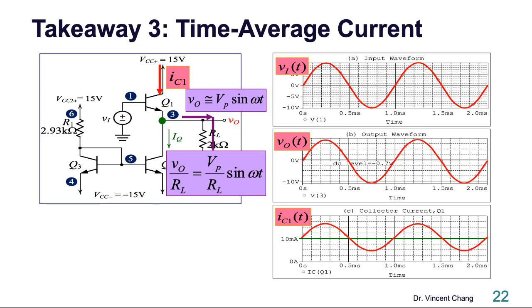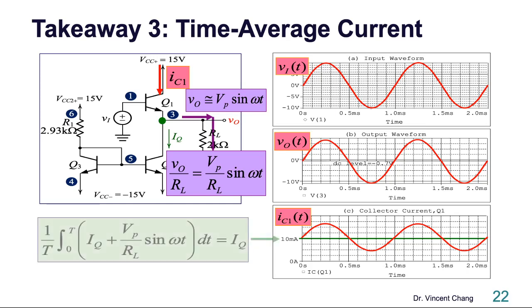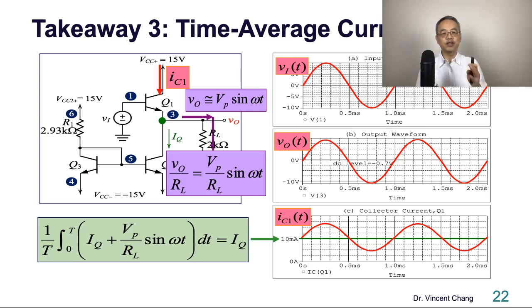Number 3, time average collector current. The time average collector current is the same as the bias current of the current mirror. The time average of the emitter follower current is the same as the bias current. So, 3 takeaways. I hope you get a deeper understanding about the Class A upstage through this lecture.